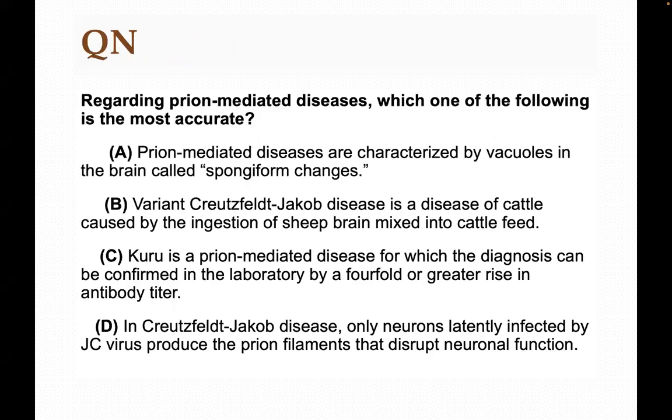So this is our last question. Regarding prion-mediated diseases, which one of the following is the most accurate? A, prion-mediated diseases are characterized by vacuoles in the brain called spongiform changes. B, variant CJD is a disease of cattle caused by the ingestion of sheep brain mixed into cattle feed. C, Kuru is a prion-mediated disease for which the diagnosis can be confirmed in the laboratory by a fourfold or greater rise in antibody titer. And D, in CJD, only neurons latently infected by JC virus produce the prion filaments that disrupt neuronal function.